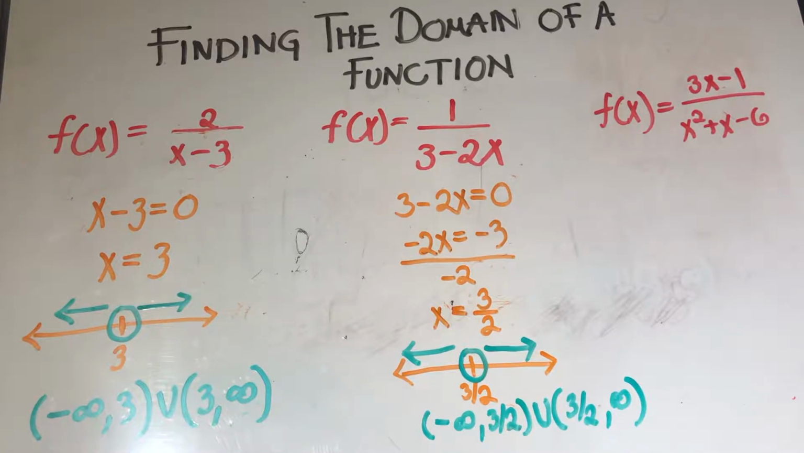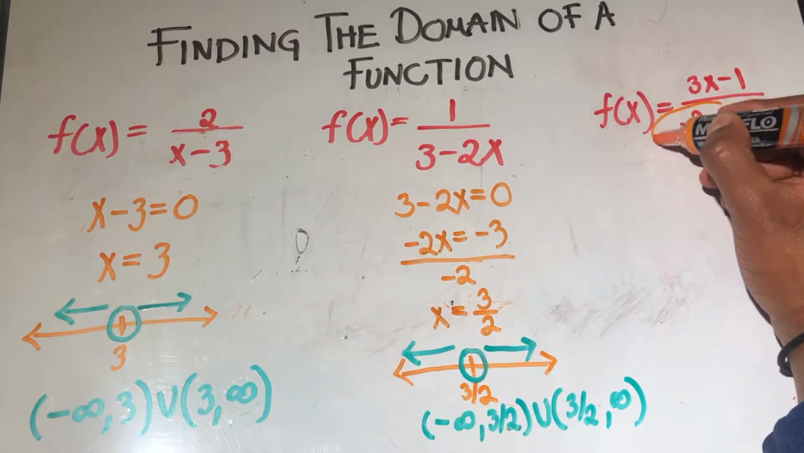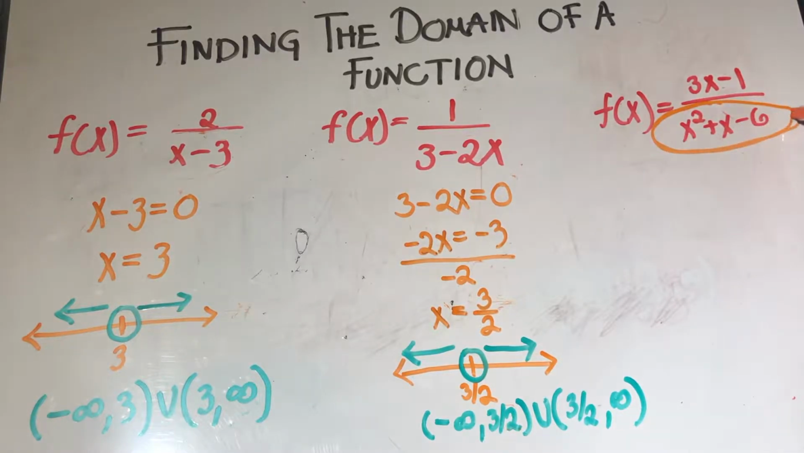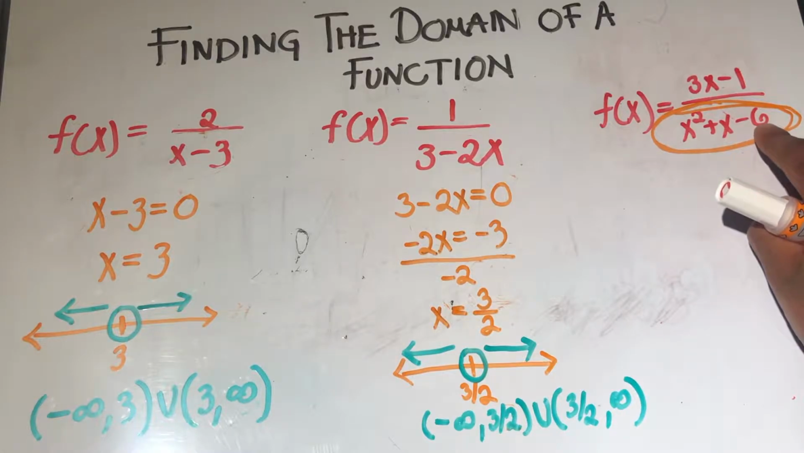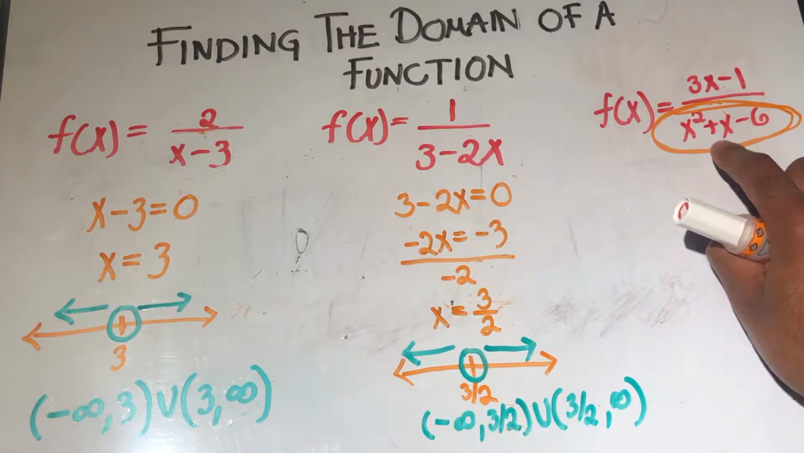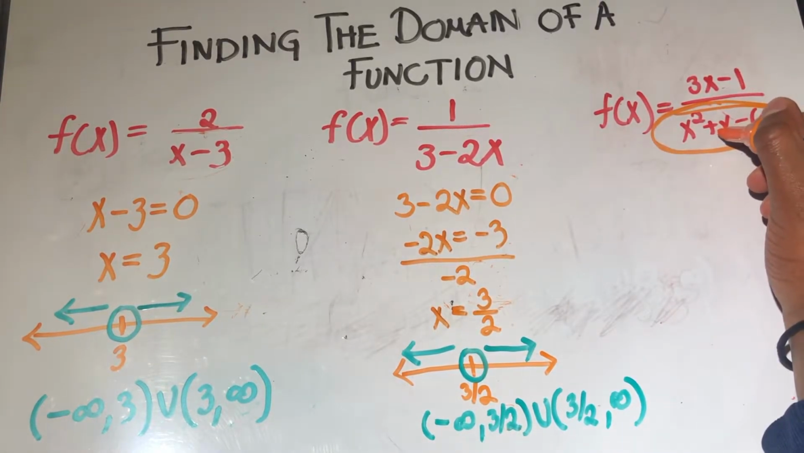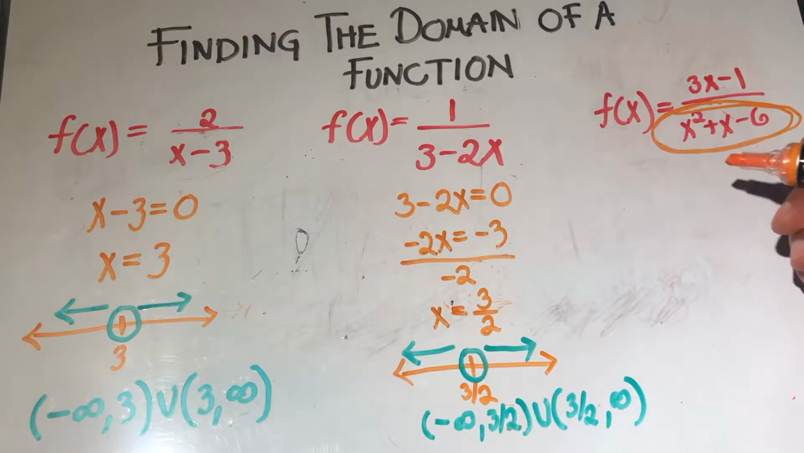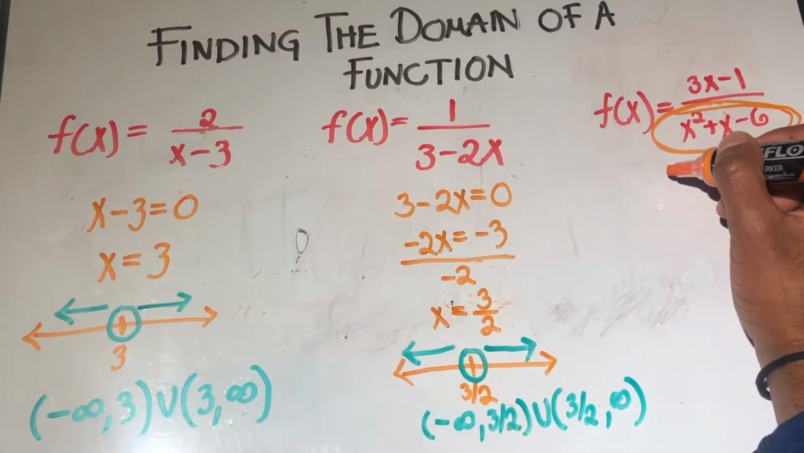Now for the last example, we just did the exact same thing. Notice how we have a polynomial here. To factor this, we have to figure out two numbers that multiply to give us 6, and then when you add them, it'll give us 1, the coefficient here for x. The two numbers I can think of are negative 2 and 3.